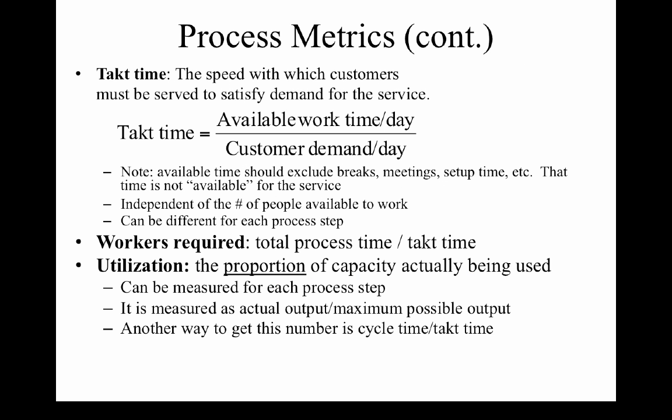Again, process metrics, another one is takt time. Takt time, the formula is right there, and it considers the available work time divided by the demand. And workers required, you can see the formula there, and the utilization, which is the proportion of the capacity that's actually being used. So we talked about what the capacity is and how you calculate that. The utilization is just the proportion of that that's being used by the process. And so you can calculate the utilization for each individual process step.